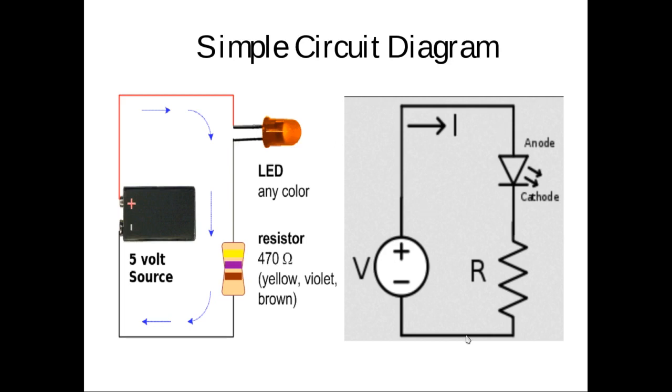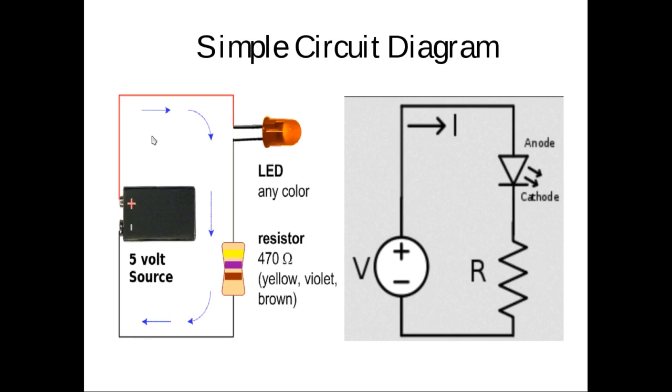Over on the right, we have the schematic diagram of the same circuit. And here we have a symbol representing a voltage source, our power supply. We have the lines representing the wires. We have a LED symbol, light emitting diode, and we have a resistor.